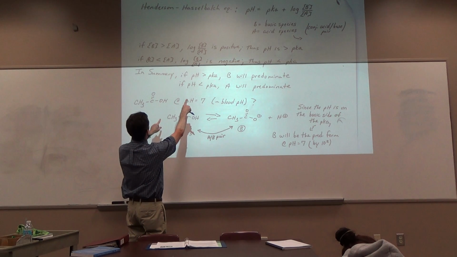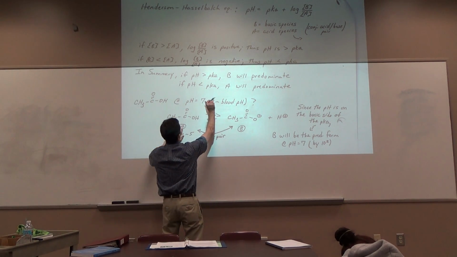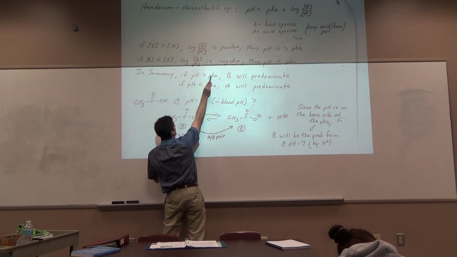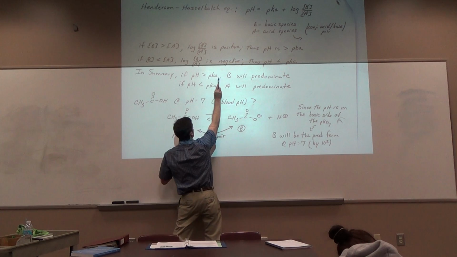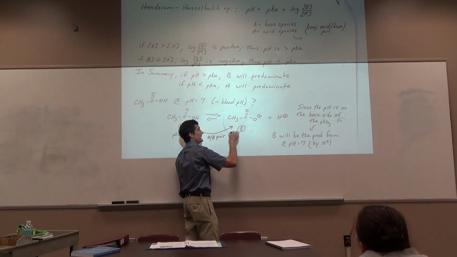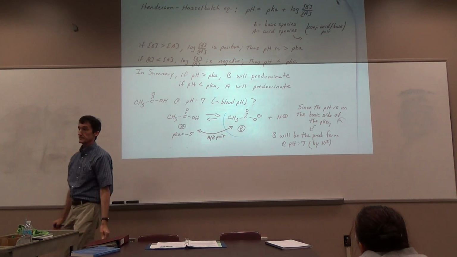Because, in this scenario, the pH is greater than the pKa, isn't it? 7 is greater than 5. 7 is greater than 5, so B will predominate. What is B? Right here. At a pH of 7, acetic acid will mainly be in this form. Basic form.